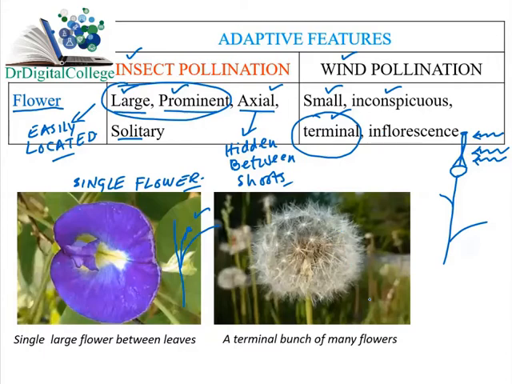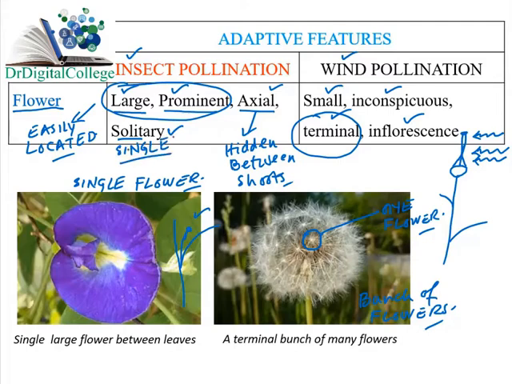If you look at this, this is a bunch of flowers. This is not a single flower. This is one flower, and these are many flowers. So flowers exist in the form of inflorescence, while here flowers are solitary. Solitary means single flowers are there. Flowers are not in the form of a bunch. Single flowers are there, while in this case flowers are in the form of a bunch. Many flowers are there at a time.